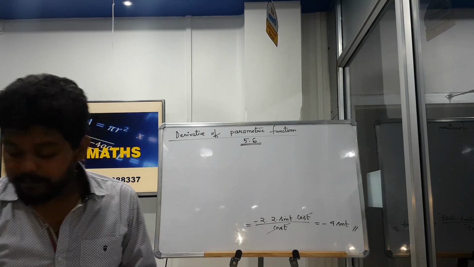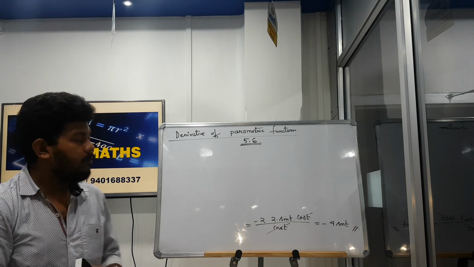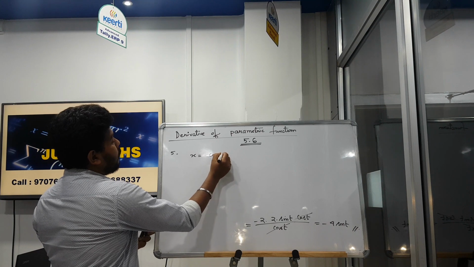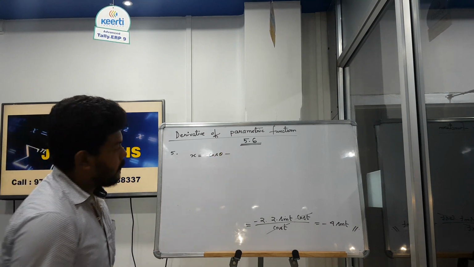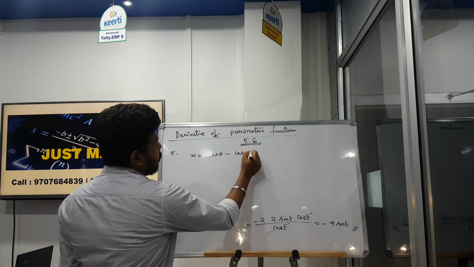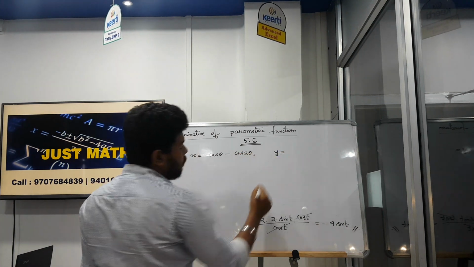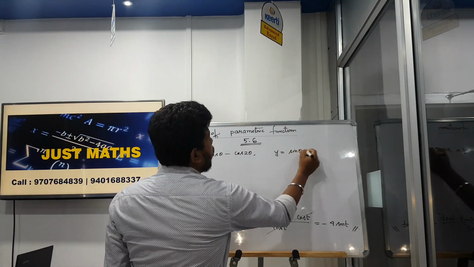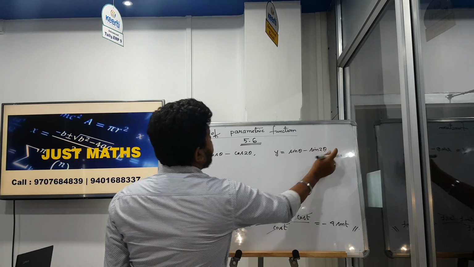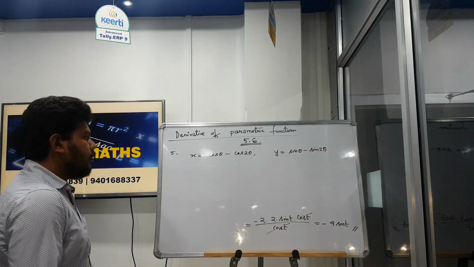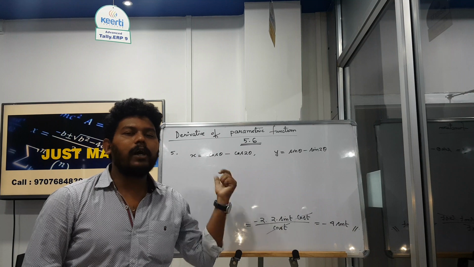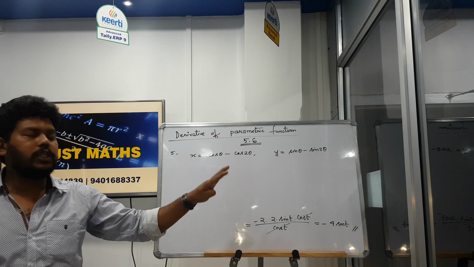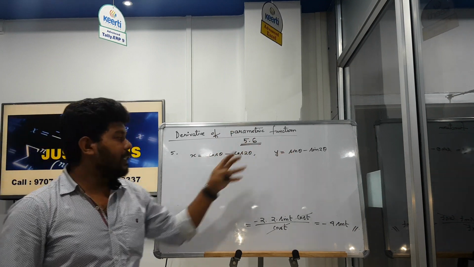Number 5. X equal to cos theta minus cos twice theta, and y is equal to sin theta minus sin twice theta. Again, x and y are both functions of theta, where theta is the third variable. Now we will differentiate x and y with respect to theta.